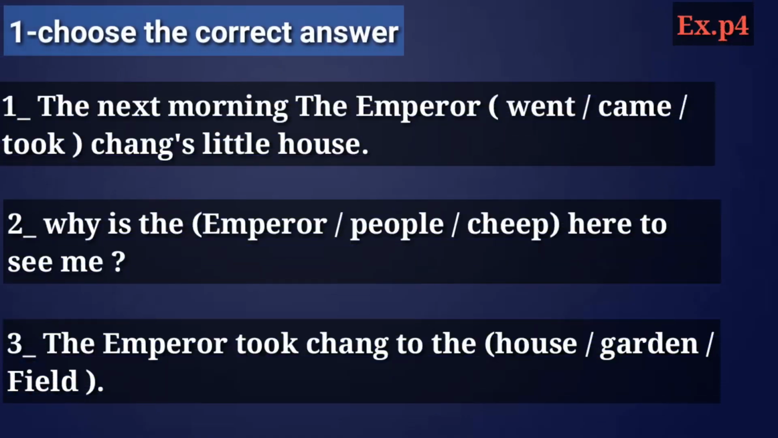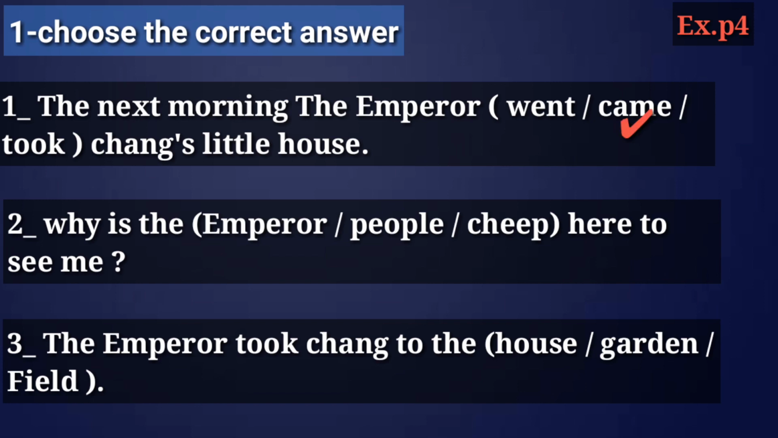Exercise page 4. Number 1. Choose the correct answer. Number 1. The next morning, the emperor went, came, took to Chang's little house. The answer is came.